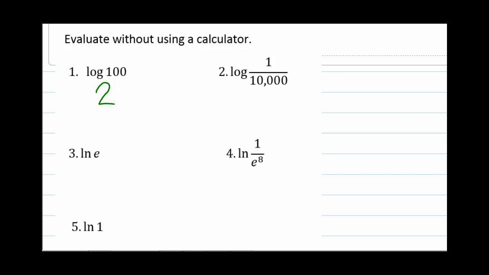Number 2 says the common log of 1 divided by 10,000. So this says, what is my exponent on 10 that gives me 1 divided by 10,000? I have that 1, so I know my exponent is negative. And then I have 1, 2, 3, 4 zeros. That's the easiest way to see what your exponent is on 10, is to count your zeros. All right, number 3, ln of e says, what is my exponent on e when I have e to the first power? So my answer here is just 1.